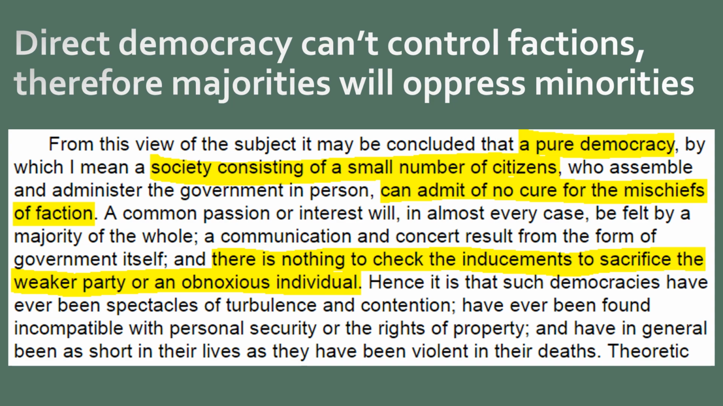Why not? He says a common passion or interest will be felt by a majority. Since you have a small group of people close together, most of them are likely to be pretty similar to each other, so they're going to be able to easily form a majority. And once they have that majority, because remember, in direct democracy people are directly voting on policies, there's nothing to check the inducements to sacrifice the weaker party, meaning the minority, or an obnoxious individual. So what he's saying here is if we allow the people to vote directly on things, the majority is going to win, and there's nothing to stop them from oppressing minorities if they so desire.